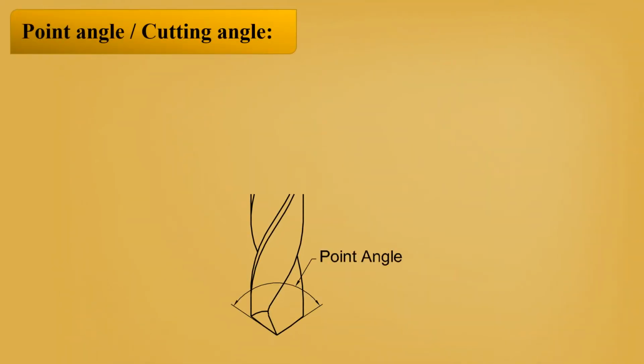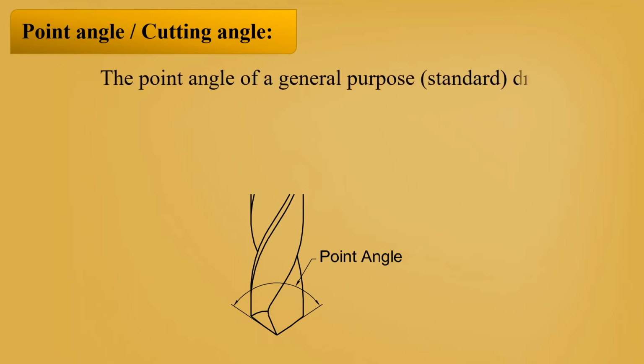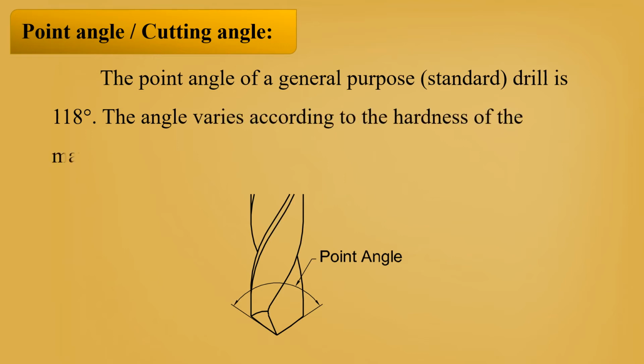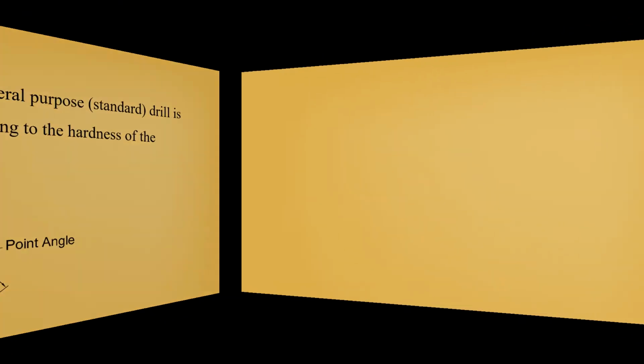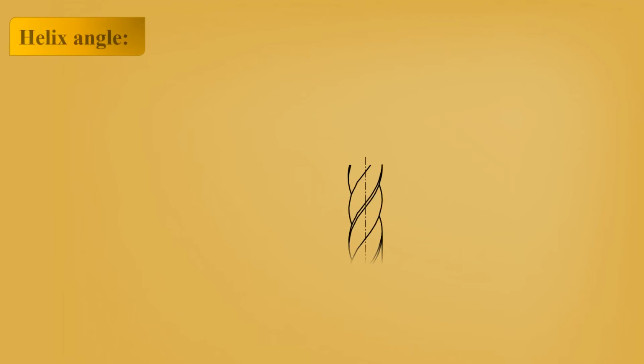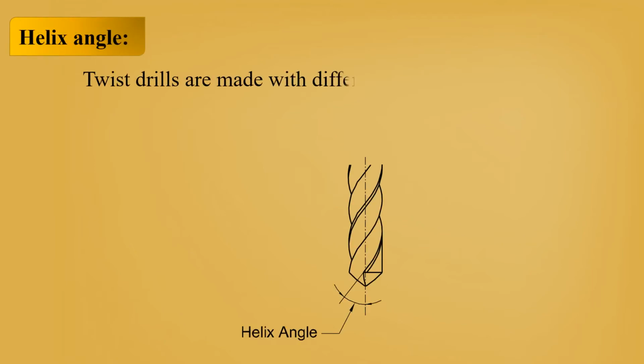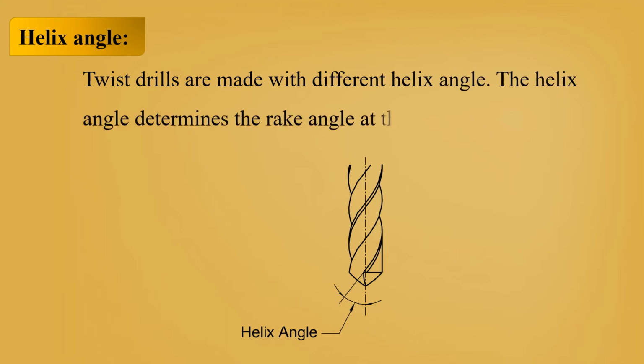Point angle or cutting angle. The point angle of a general purpose, standard drill is 118 degrees. The angle varies according to the hardness of the material to be drilled. Helix angle. Twist drills are made with different helix angles. The helix angle determines the rake angle at the cutting edge of the twist drill.